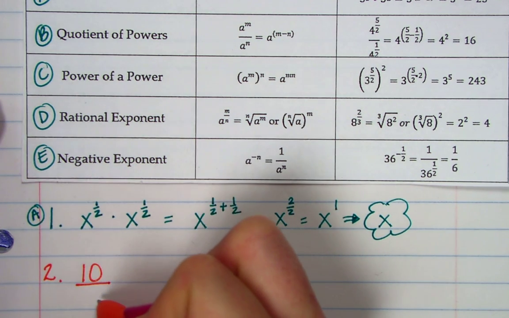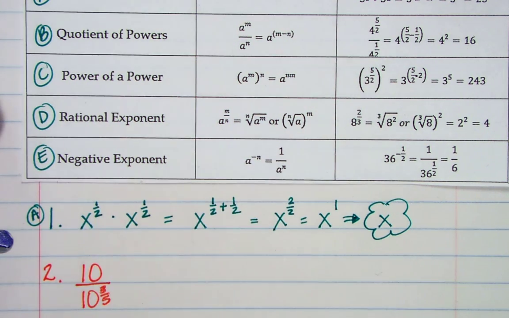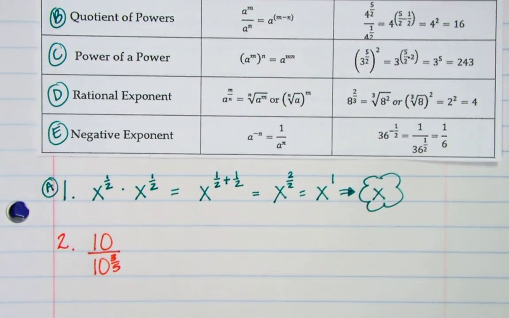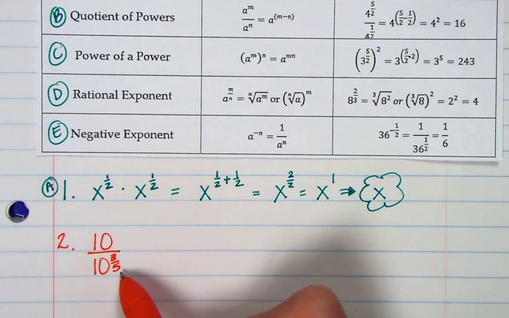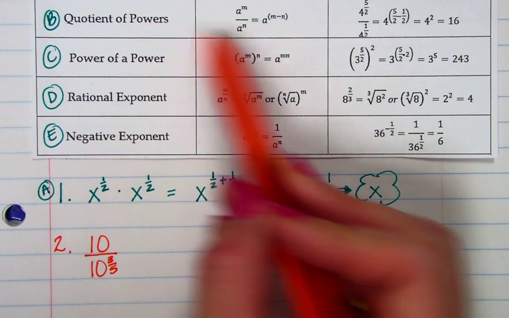10 divided by 10 to the 3/5. Sorry, it got a little blurry, but that's a 3 over 5. Which rule do you think we're going to use on this one? B, right? It's dividing. It's a quotient. We're dividing.